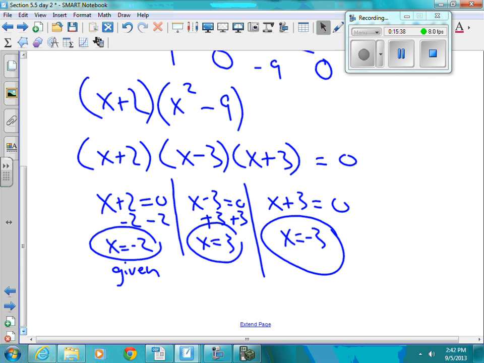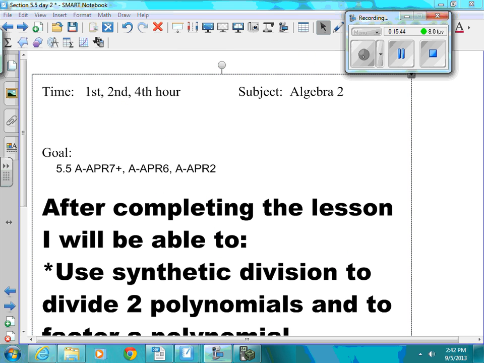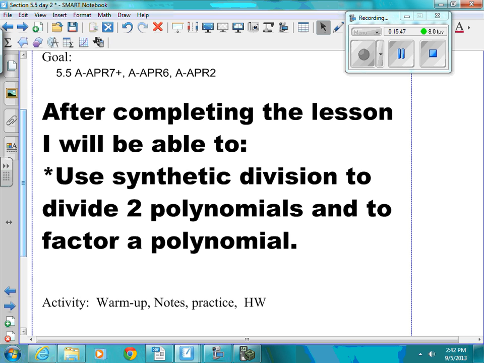Okay, so that's how we can use synthetic division to find the other zeros of an equation. So let's look back. Did we accomplish the goals we had in mind today? Hopefully you can say that you are able to use synthetic division to divide two polynomials, and to factor and to solve. We did both. That includes finding zeros, which wasn't in the original target, but we kind of added to it. That's okay. So I have these notes down ready to go, and I'll see you tomorrow.